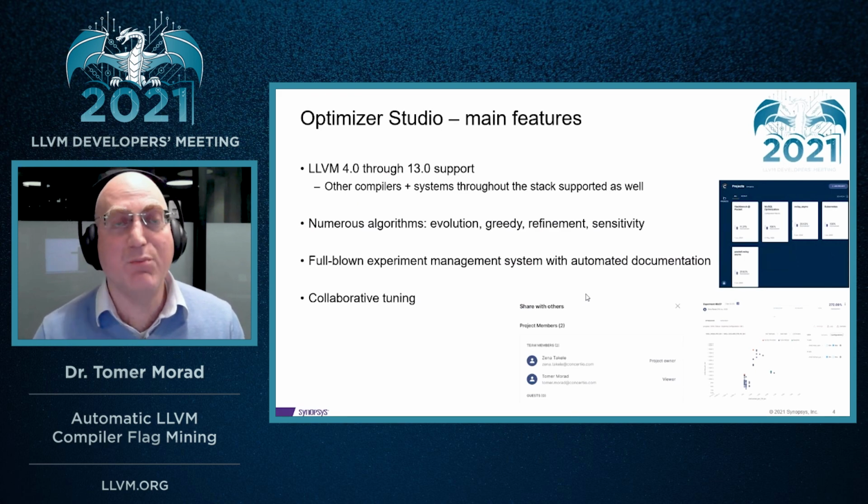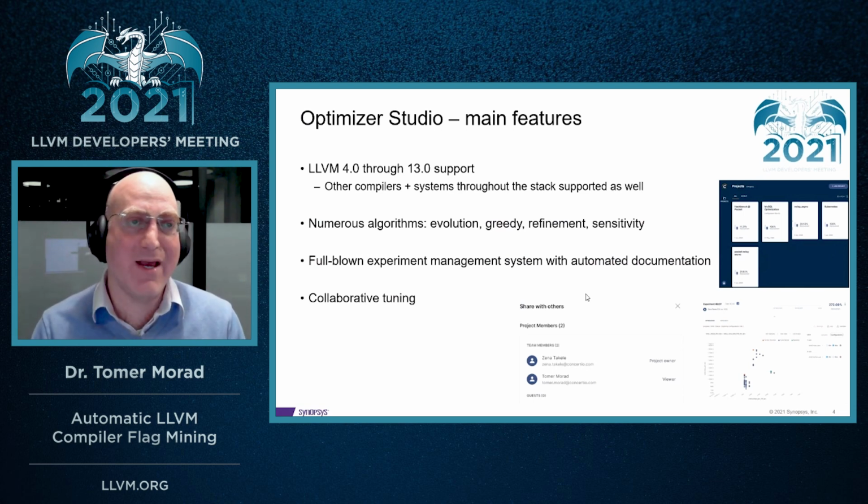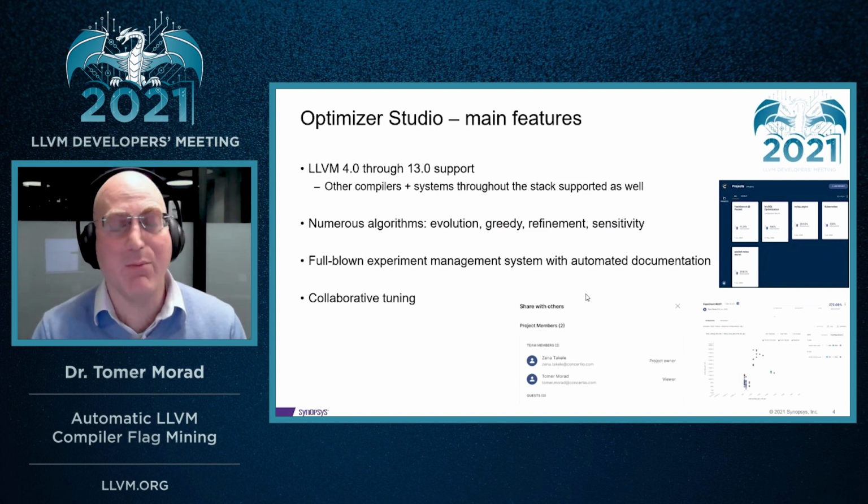The main features that I wanted to point out in this very quick lightning talk are, one, we support flags for LLVM 4 through 13. We also support other compilers and other stack tunables like OS tunables, processor tunables, database tunables, and so on, thousands of them. We support multiple algorithms, like evolution, grid. Refinement is an algorithm that takes a vector of many flags and minimizes that to only those flags that are influential. Sensitivity means a sensitivity analysis to allow you to run sweeps. We have a full-blown experiment management system with automated documentation, and collaborative tuning means that you can share your experiments with your peers and they can see what you're doing and work together.